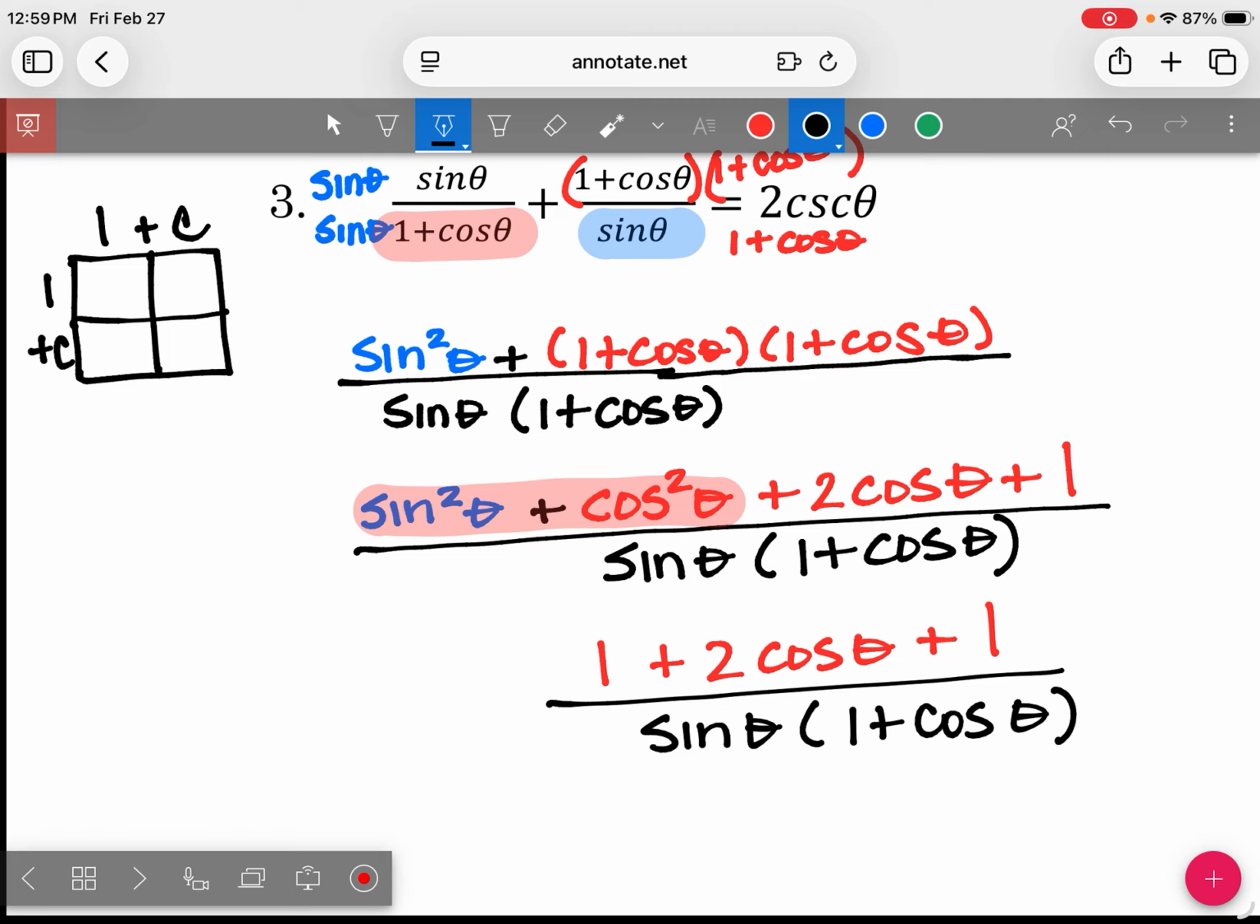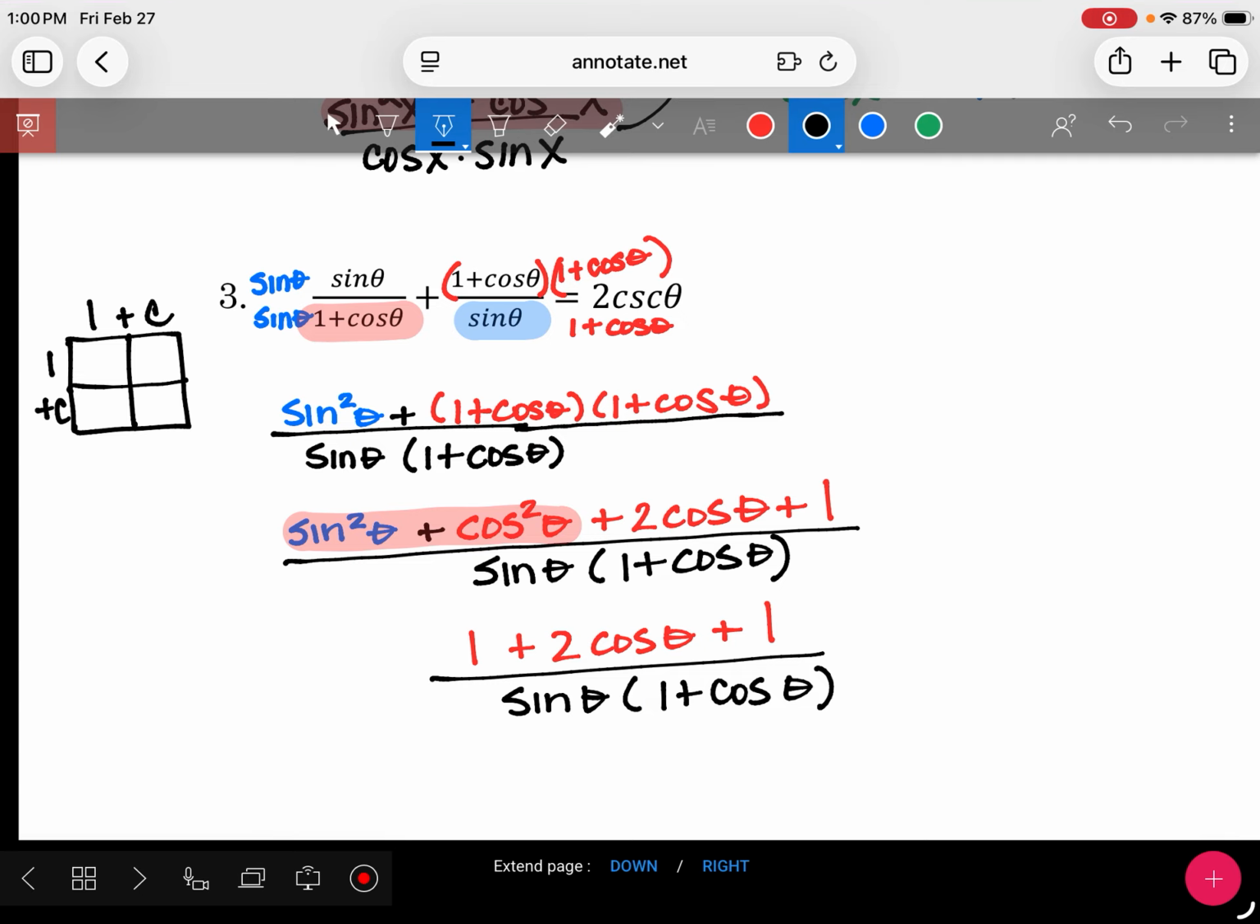Okay, now what? Anything else I could do in the top? Do I have any like terms? The 1s, right. So what do I get when I add those together? 2. All right. So now I have, let me come over here, 2 plus 2 cosine theta. Now we're getting somewhere because it's looking like we're getting close to the end.